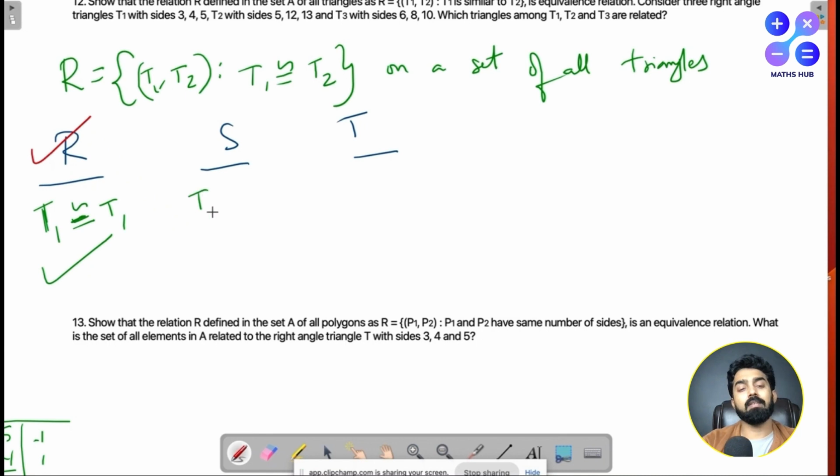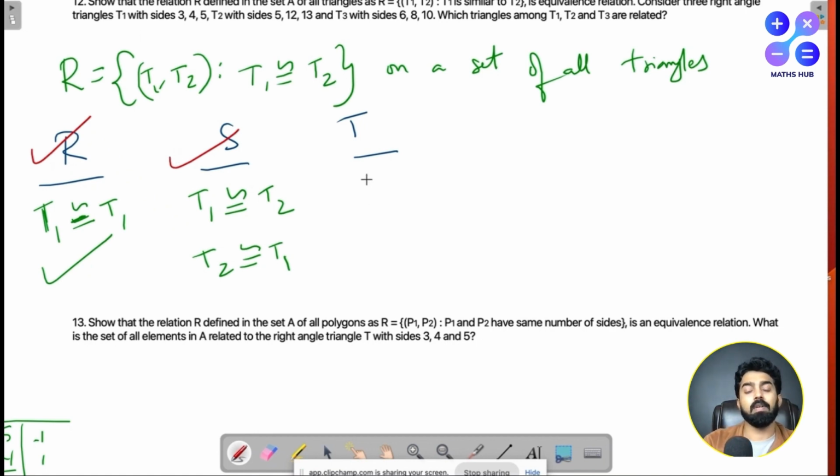Now, if a triangle T1 is similar to triangle T2, will triangle T2 be similar to triangle T1? Symmetric, remember, means you will be able to interchange the two elements and you still end up with the relationship intact. Right? So if T1 is similar to T2, T2 will be similar to T1. It's basically going to work that way. That's how similarity and congruence work, right? So if one is similar to the other, it will be similar in the reverse way as well.